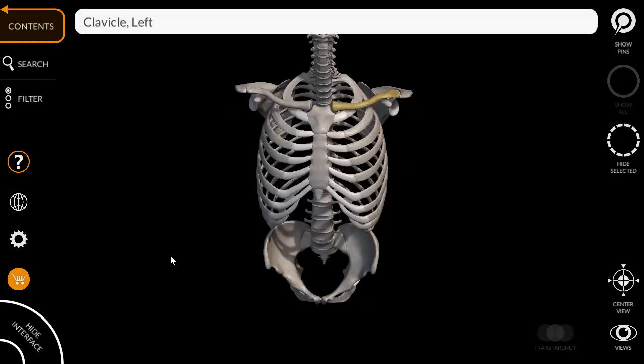Clavicle, left clavicle. It is called clavicle because clavis in Latin means key. It looks like a key in ancient times, so it is called clavicle.